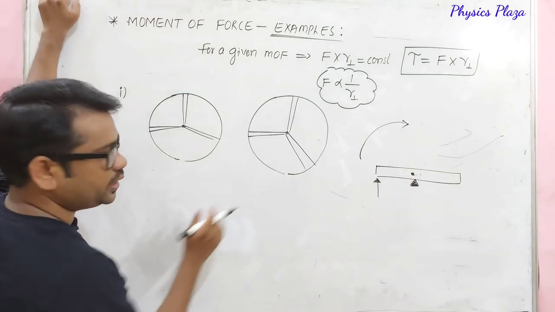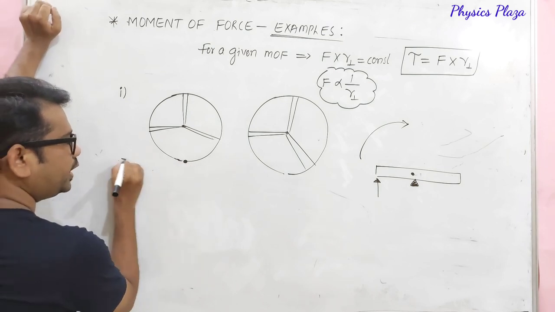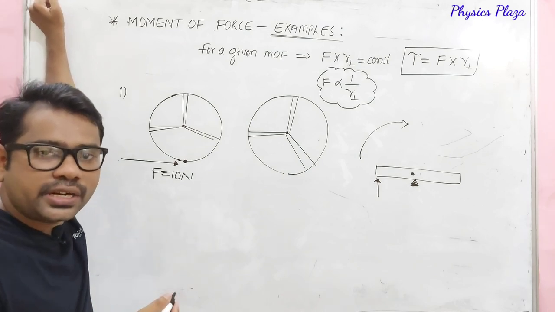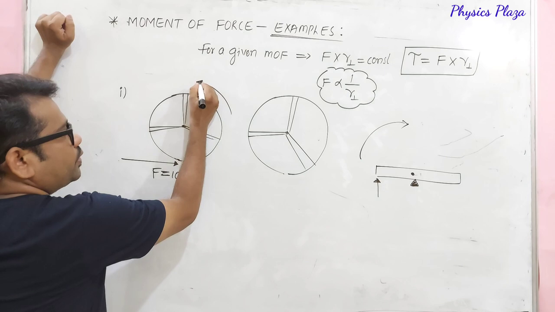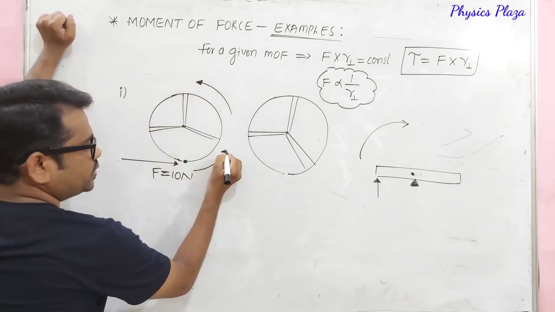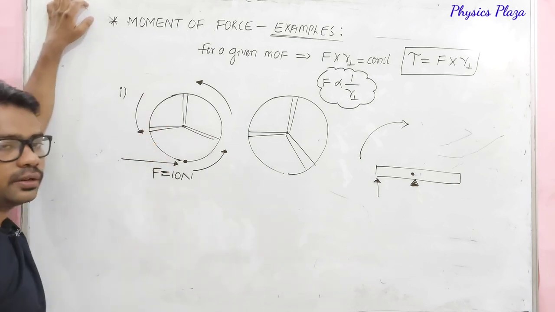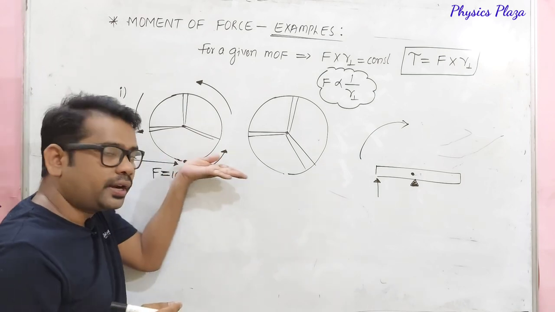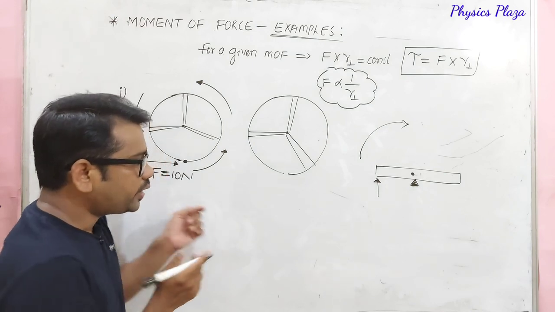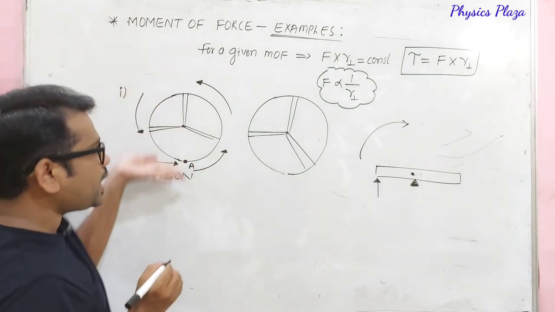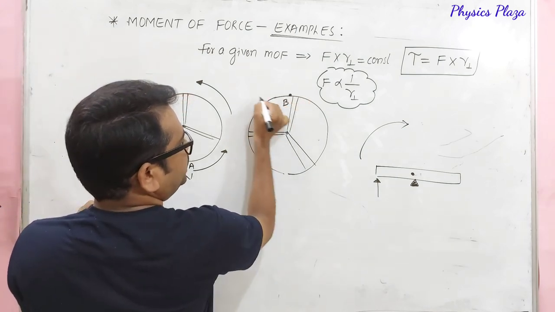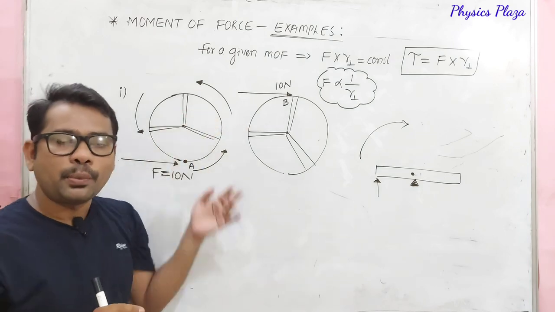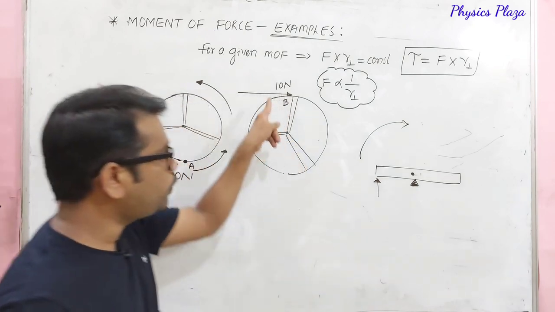Let us take this example. Suppose at this point A, a force F equal to 10 Newton is acting. In which direction does it rotate? Obviously, it rotates in the anti-clockwise direction. But the point is, without changing the direction of force. Now if the force is shifted parallel to itself to this point B, where the same 10 Newton force is acting, do you think its direction is changed? No, not at all. Your force direction is not changed.